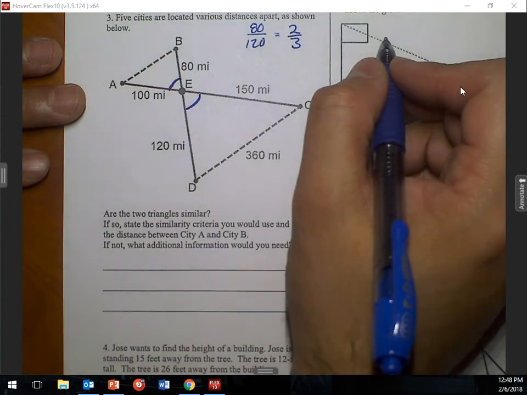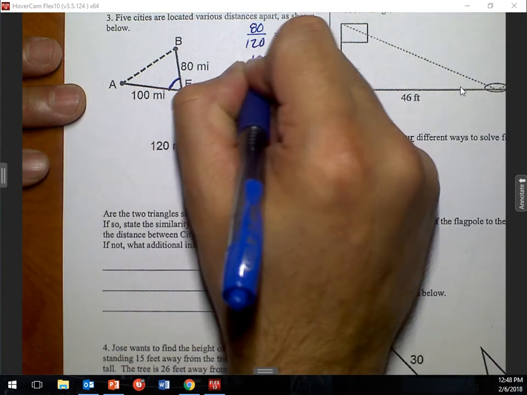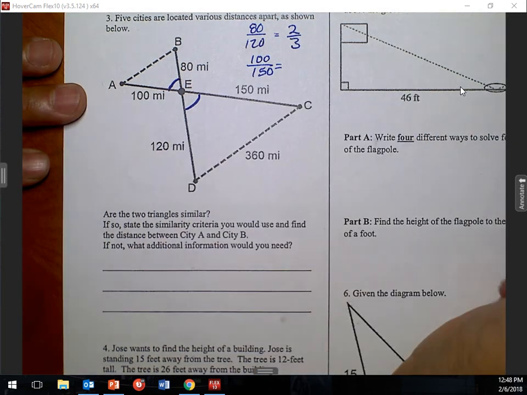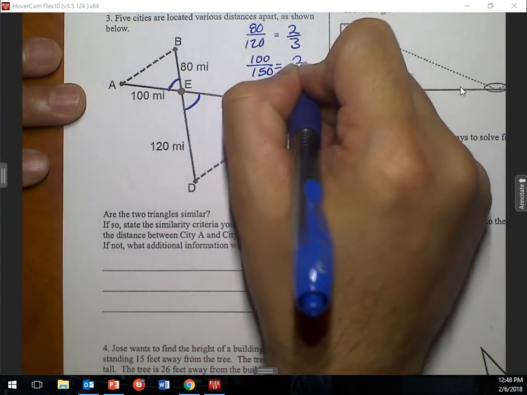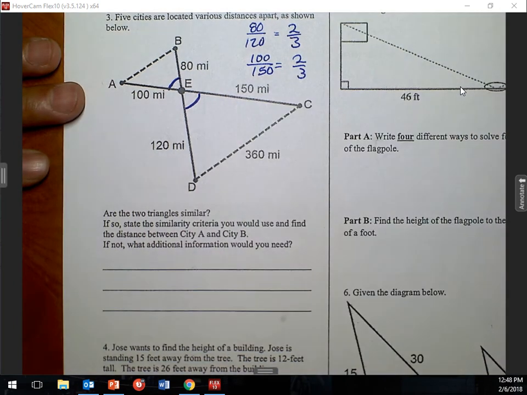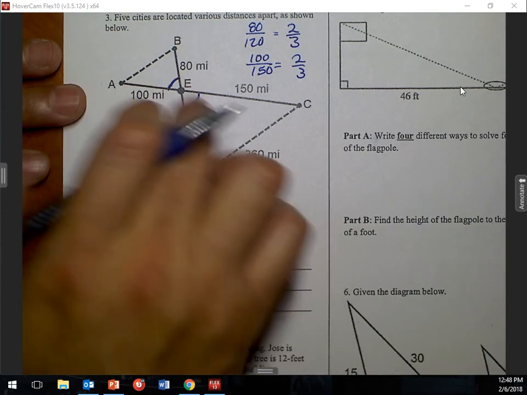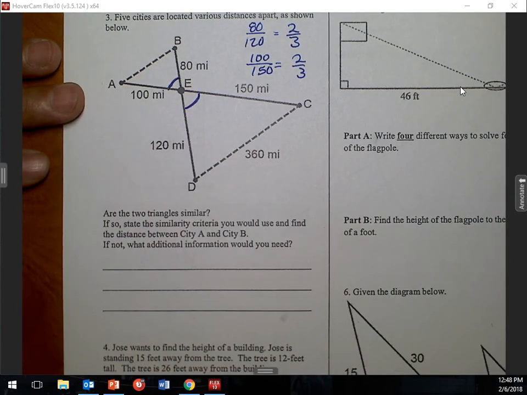Make sense? Okay, so now I did 80 over 120. Now I got to check the other one. So the other one's going to be 100 over 150. That reduces to 2/3. Very good. Now, do they have the same proportion? Do they have the included angle? Yeah. So are these two triangles similar?